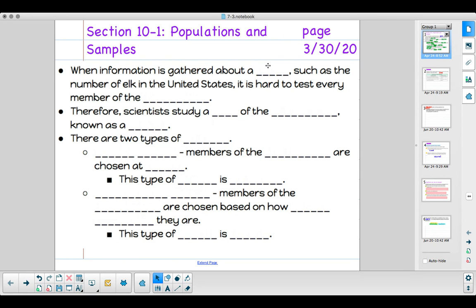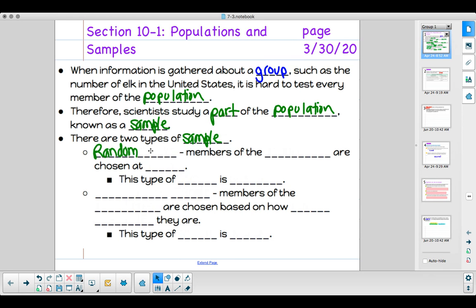It's just talking about what a sample could be like when you're doing a survey and also the types of questions that we would ask when we're doing a survey. So when information is gathered about a group, such as the number of elk in the United States, it's hard to test every member of the population. Obviously, we don't know precisely how many elk there are in the entire country, and it would be impossible to track all of them. Therefore, what scientists would do is study a part of the population, which is known as a sample. There are two types of samples.